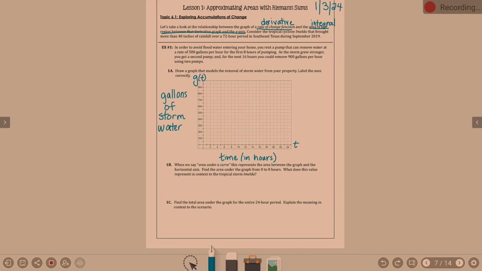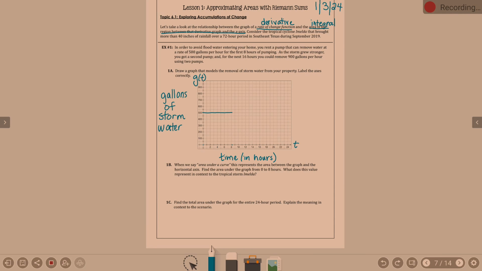Okay, I don't think it gives a name here, but I'm going to use G of T to describe that, representing gallons. So what do we know? You rent a pump that can remove water at a rate of 500 gallons per hour for the first 8 hours of pumping. So from 0 to 8, what's happening? We're removing 500 gallons per hour. And so we're going to represent that.